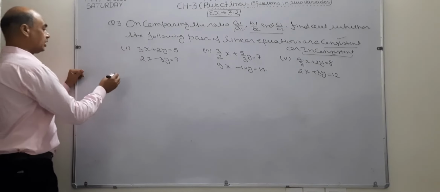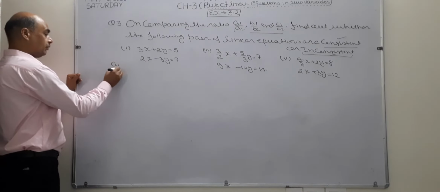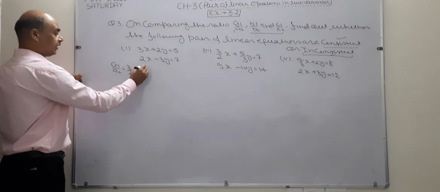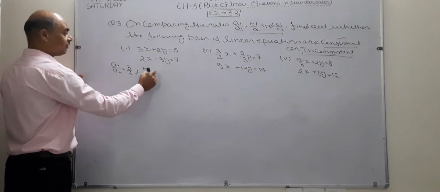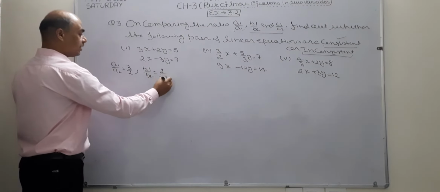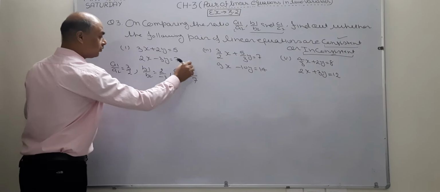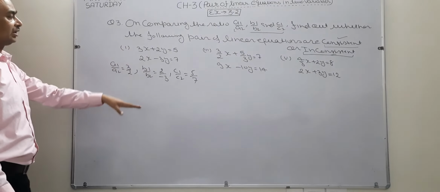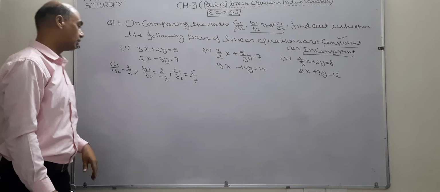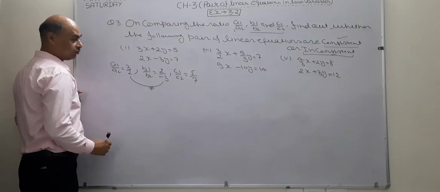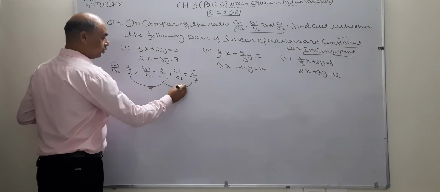Now see, what is given? What is the value of A1 by A2? 3 by 2. After that, B1 by B2. What is the value of B1 by B2? 2 upon minus 3. After that, C1 by C2. What is the value of C1 by C2? 5 by 7. Constant terms, non-variable terms are known as C1 by C2. 5 by 7. Now see, are these two equal? No, these two are not equal. Are these two equal? No, these two are not equal.